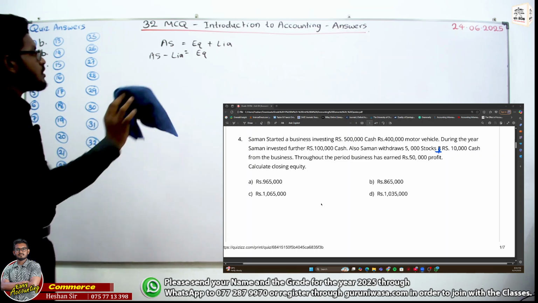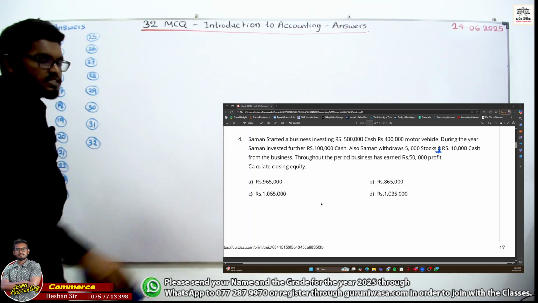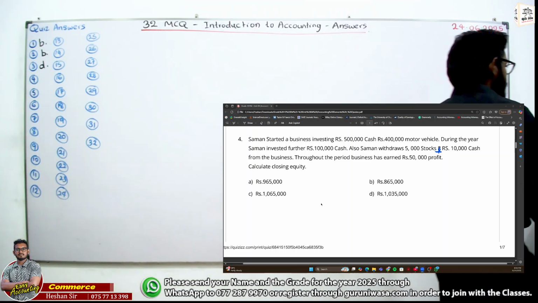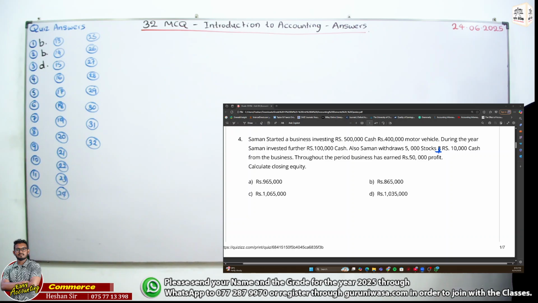So I told you how to calculate the closing equity, right? If there are any concerns, send them to the chat box. Can you hear me, guys? If there are any concerns, send it to the chat box, right?